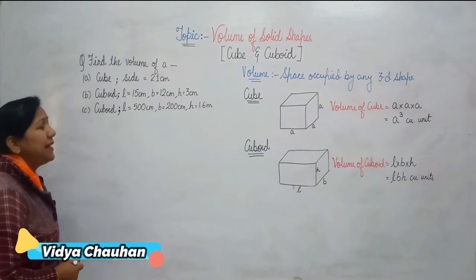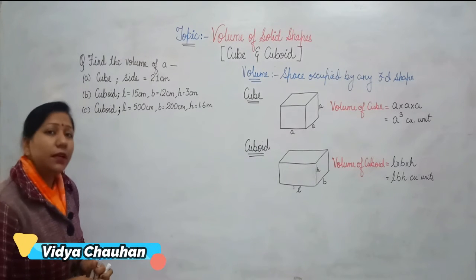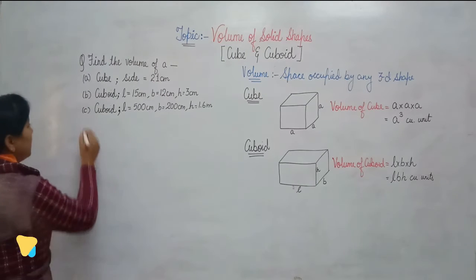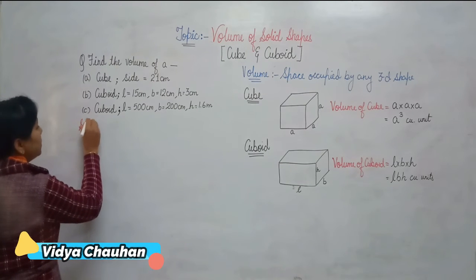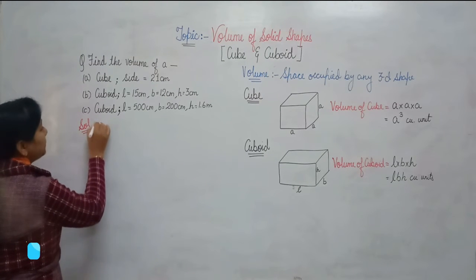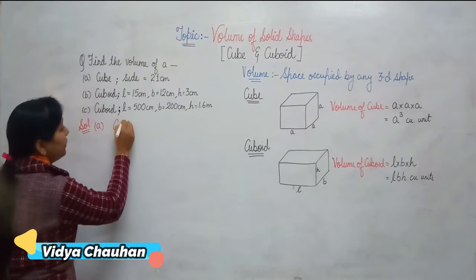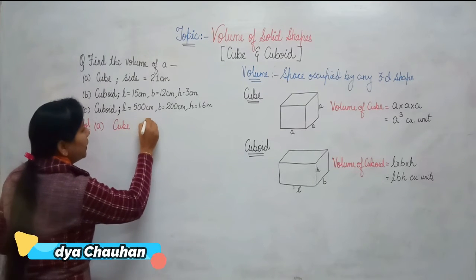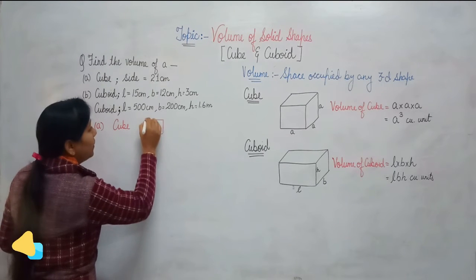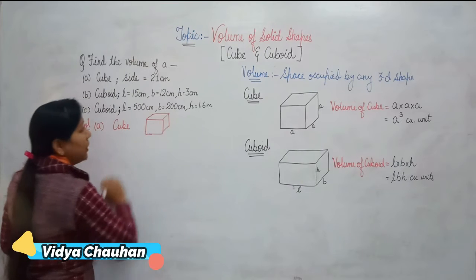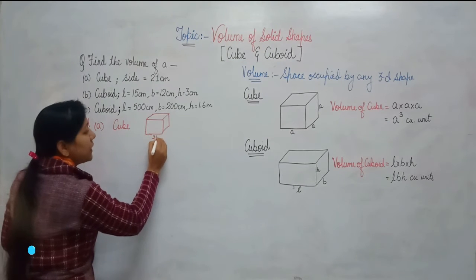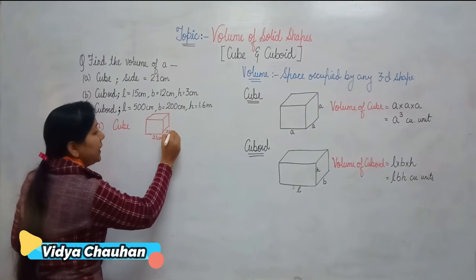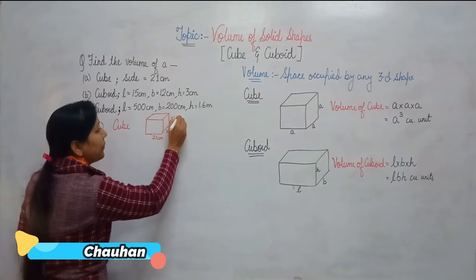Cube whose side is 21 centimeter each. So let us start doing the solution. Solution for the first part. In the first part, it is given to us that it is a cube. If I am drawing a cube here, this is the shape of a cube in which all the sides are of 21 centimeter each.